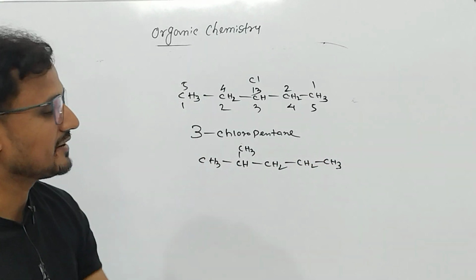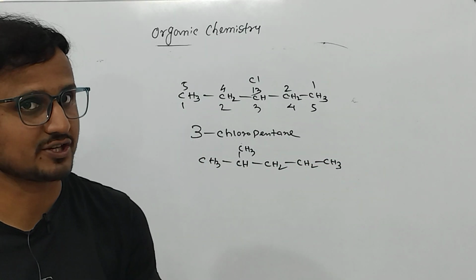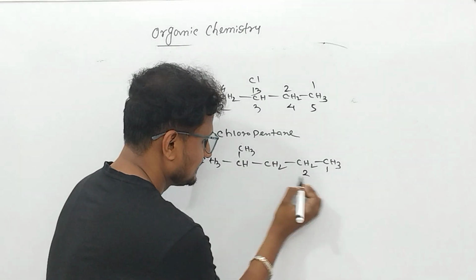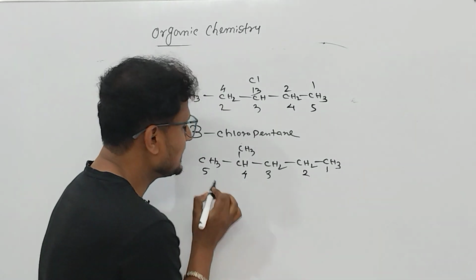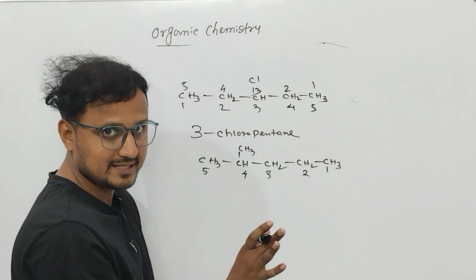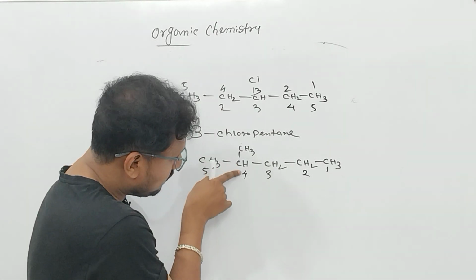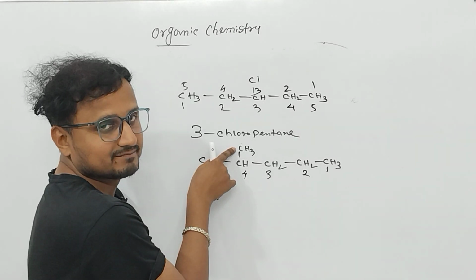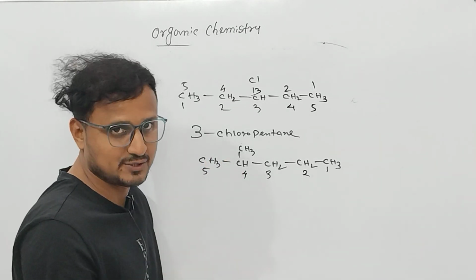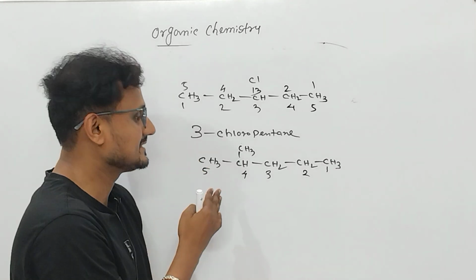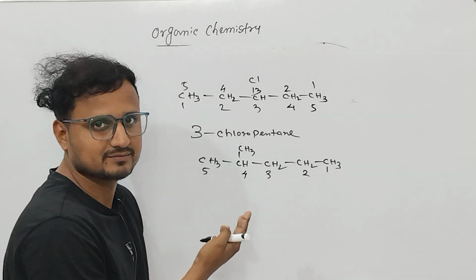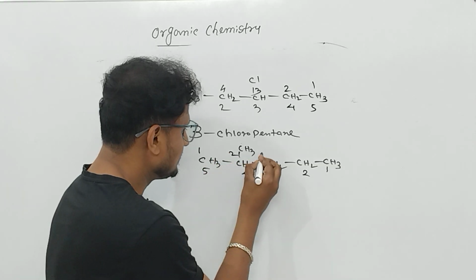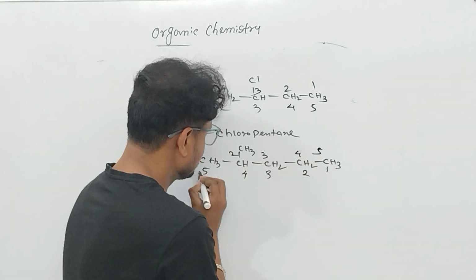see all these forms I am writing in a condensed form, not in the structural form, right? So if somebody numbers from here, will it be correct? No. Why? Because here the number 4 carbon has the methyl. The rule is that you have to number in such a way the carbon that has the methyl or any group that should get the least number. So this should be the correct naming. 1, 2, 3, 4, 5. Not this.